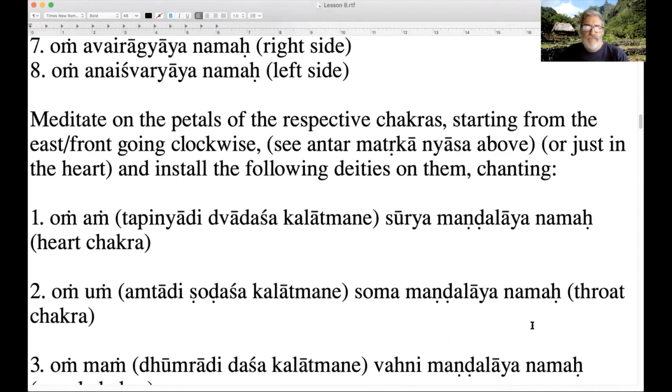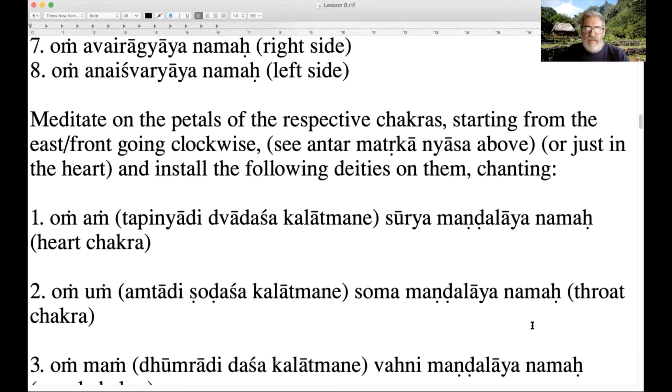Meditate on the petals of the respective chakras within the body, starting from the east, or front, and going clockwise. If we take a lotus as being two-dimensional and see the different petals coming out, start with the one at the top, which is considered the east, and then go clockwise, pradakshina around on each petal, which we discussed before with Antarmatrika Nyasa. So when we are doing the internal Matrika Nyasa, described in the last couple of sessions, then we do the same thing.